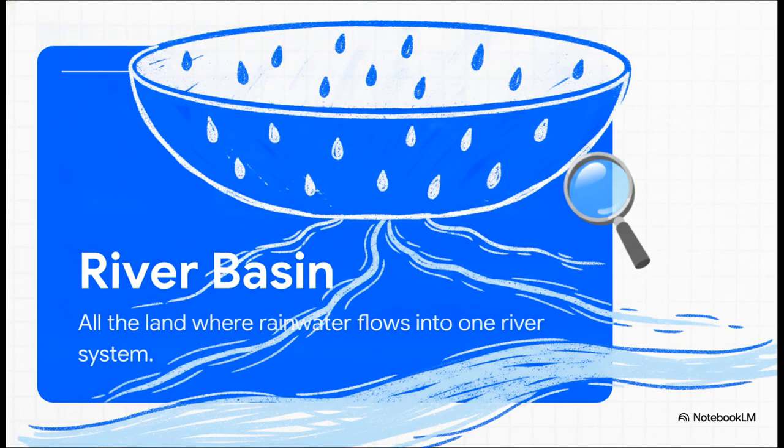Next is the river basin. You can kind of think of a basin like a giant bowl. The river basin is a huge area of land. When rain falls absolutely anywhere inside this massive area, it flows down into that one main river system. So the larger the basin, the more water the river gets.